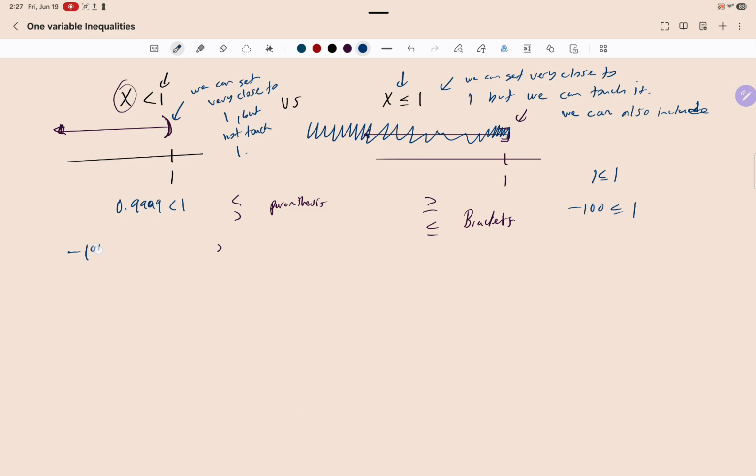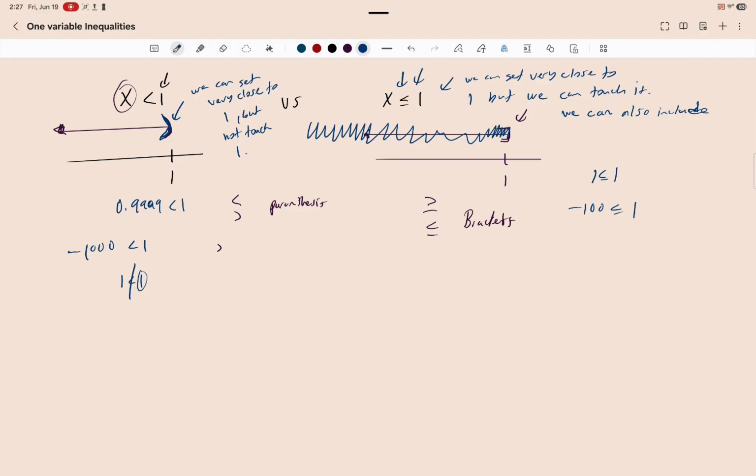What if I put negative 1,000? That's still less than 1. So these are true. But if I were to say, hey, 1 is less than 1, it will be false, because remember, it's implied that we cannot include the number itself as a solution. It has to be all the numbers smaller than 1 and not including 1. Whereas here, it's all the numbers smaller than 1 and also including 1.